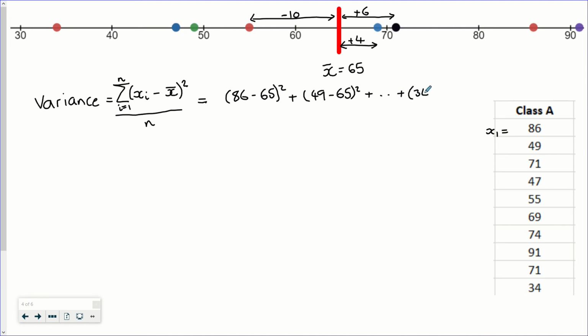All the way up to 34 take away 65 squared. And then we want the average, so we're going to divide by n, and n in this case is 10 data points, so n equals 10. And if we work that out, we'd get that the variance is 292.7.